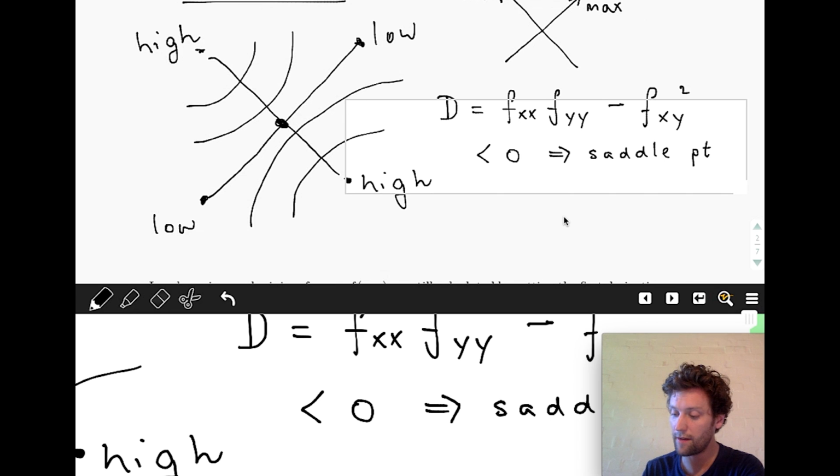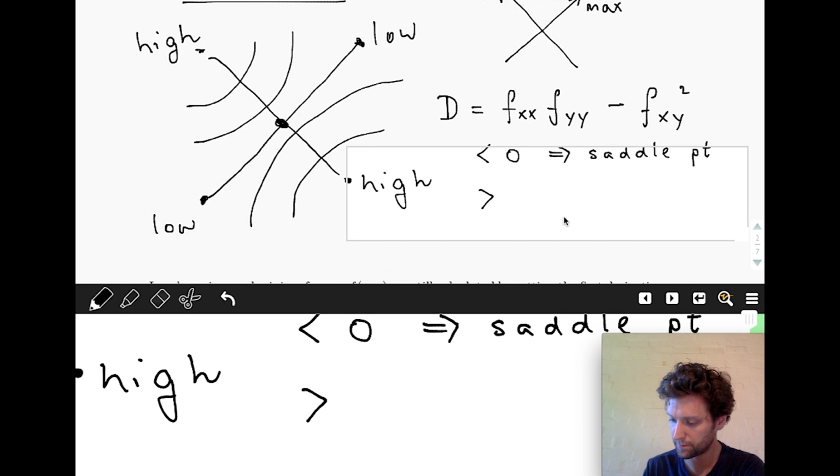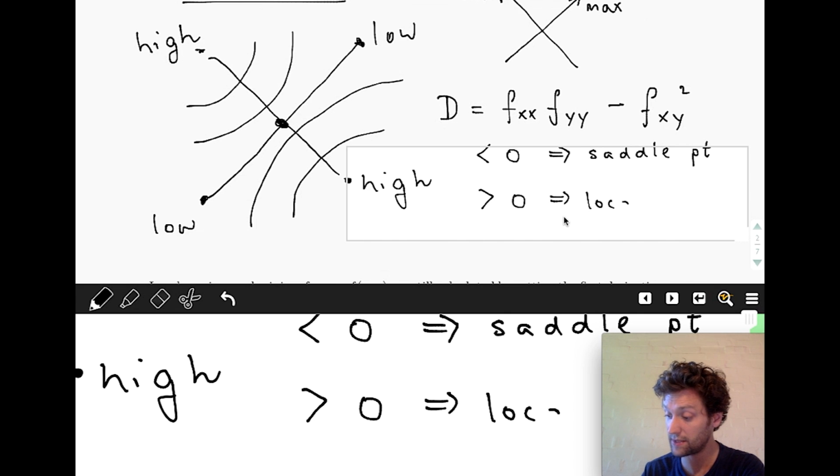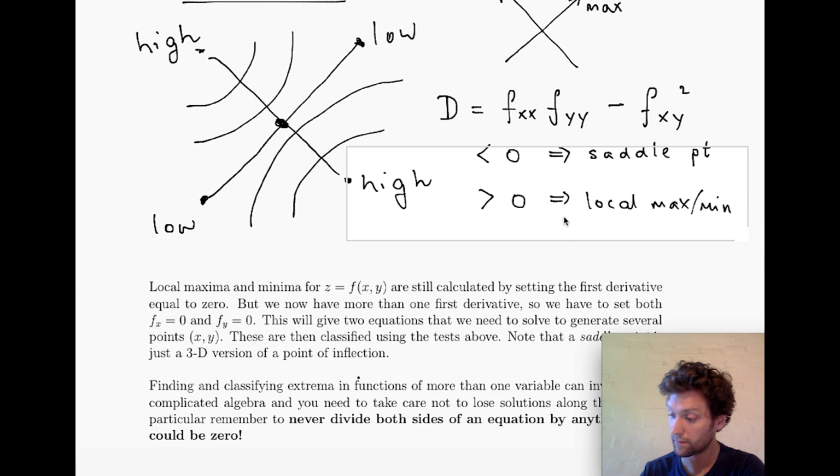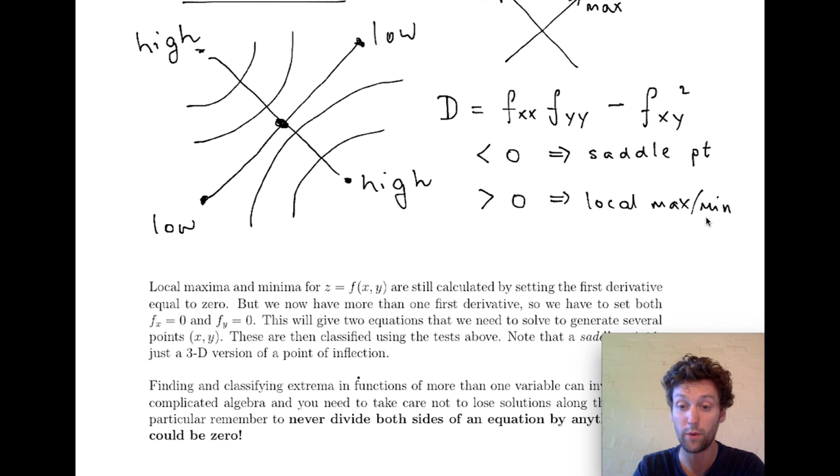On the other hand, if I have D is a positive number, it means that I have closed contours, which implies that there is a local maximum or minimum. Now, I still don't know whether I'm looking at a maximum or a minimum yet, because I need to look at the individual sign of fxx or of fyy to be able to figure out whether I'm looking at a maximum or a minimum. But because D is positive in this case, I know that I'm looking at the closed contour case. Or if D is negative, I'm looking at the open contour case.